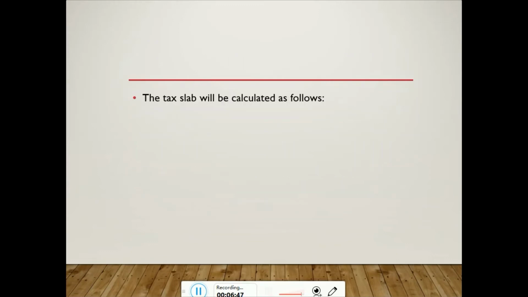So the tax slab will be calculated as follows. If your salary was $45,000 and the 12,000 is a basic personal amount, now $32,931 becomes your taxable income. So this is basically what you are taxed on. Now every year the percentage is different on what you are taxed on, so it depends on that specific year.